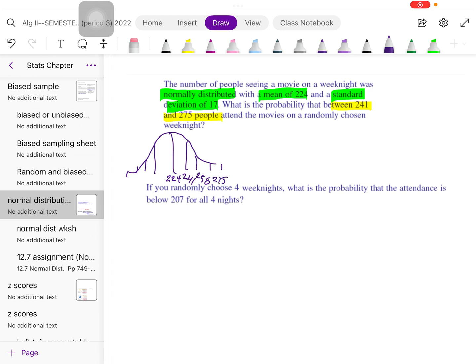258, 275, and 292. Then when I subtract 17, I get 207, 190, 173, and 156. So this time I am going between 241 and 275. So that is 13.5% plus 2.35%, which gives me 15.85% of the people who will attend movies on the weeknight.